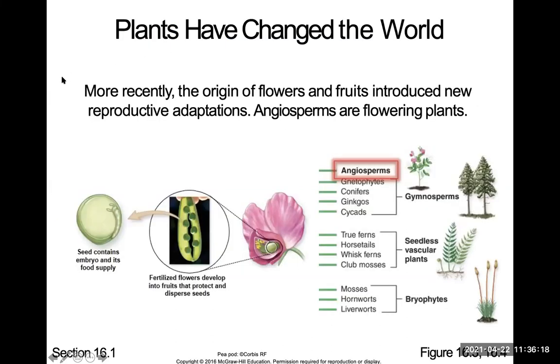Okay, so angiosperms. These angiosperms have a protective coat. For the gymnosperms, seeds didn't have an outer covering. That's why they were called naked seeds. Angiosperms have seeds with the outer covering, so with the protection.